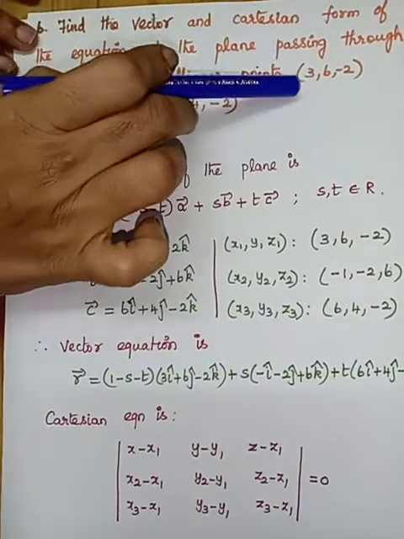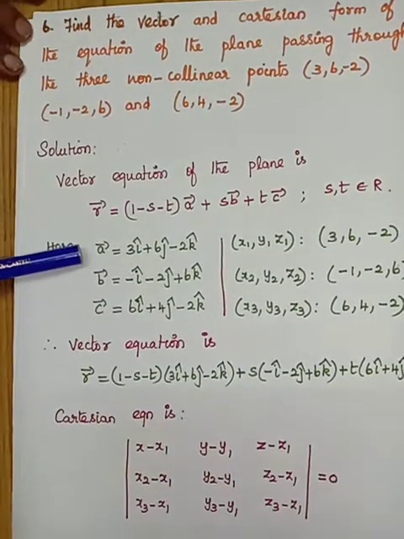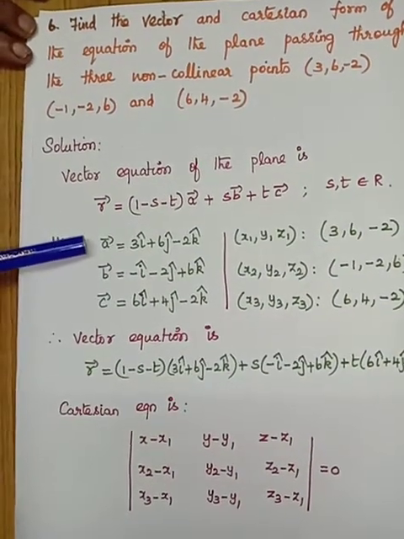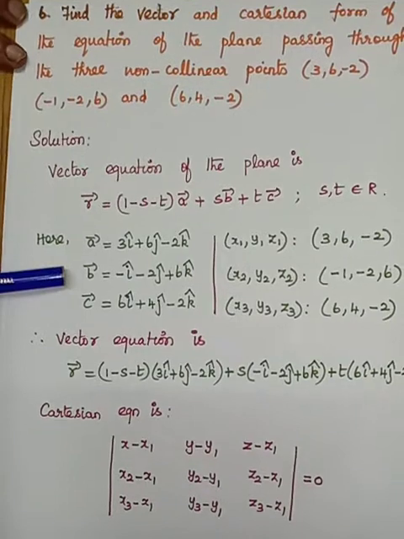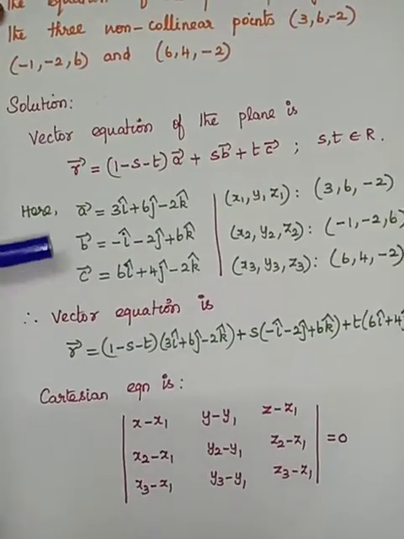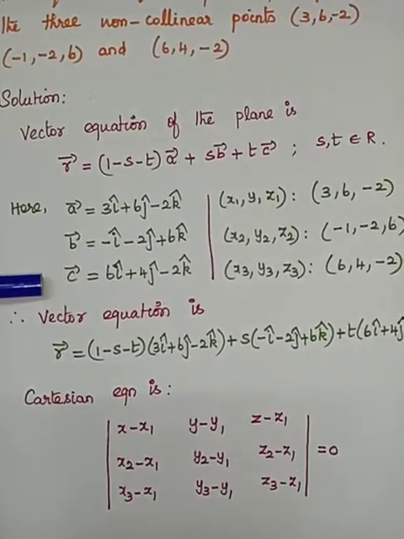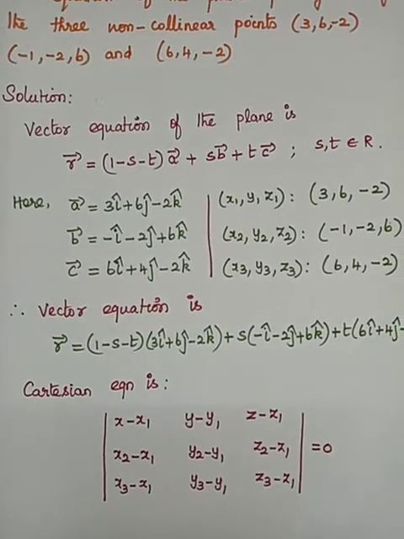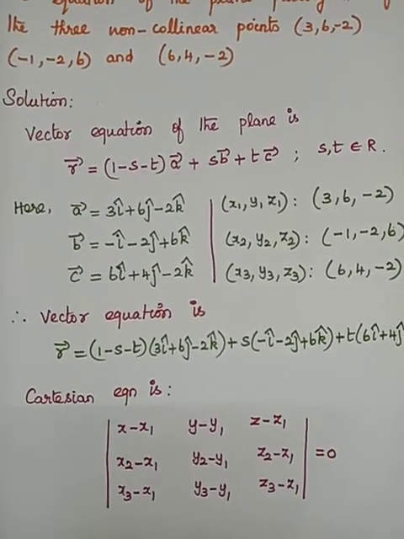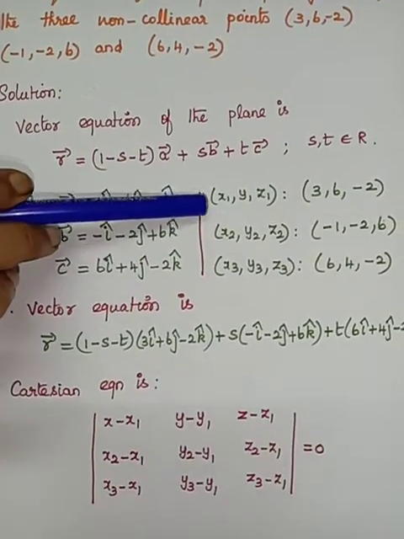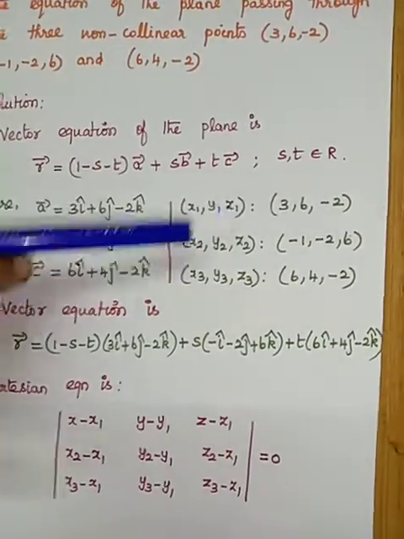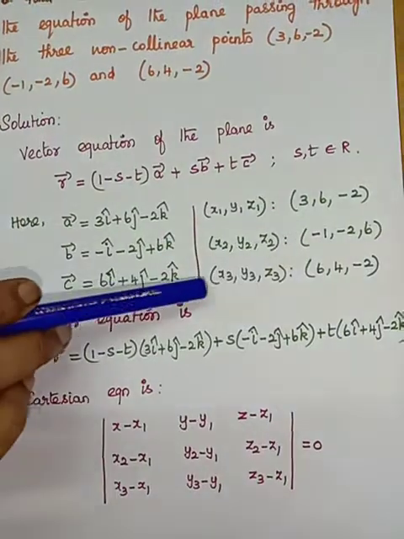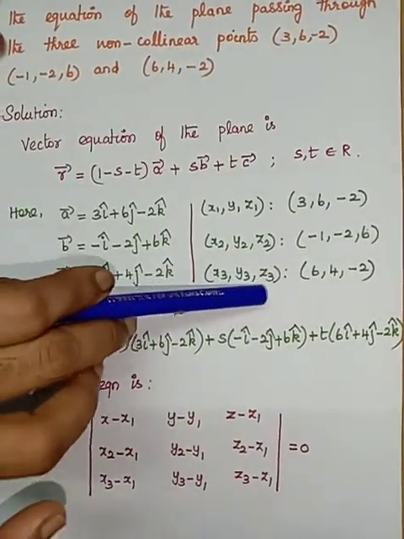So from the first point you have to write the position vector of the first point, that is A vector. Next one, from the second point you have to write B vector. From the third point you have to write C vector. All the three vectors are position vectors of the passing points. Okay, so the passing points are mentioned: x1, y1, z1, x2, y2, z2, x3, y3, z3.